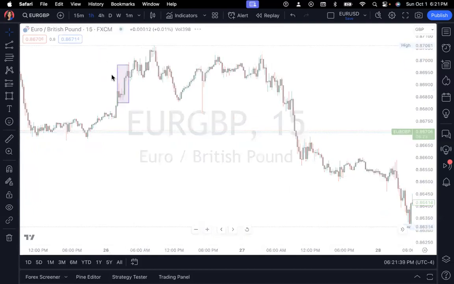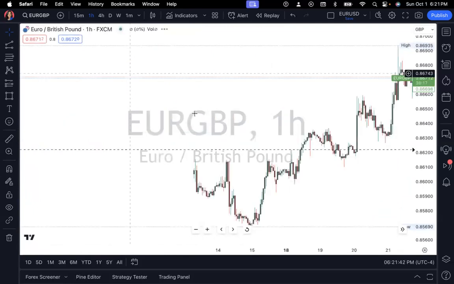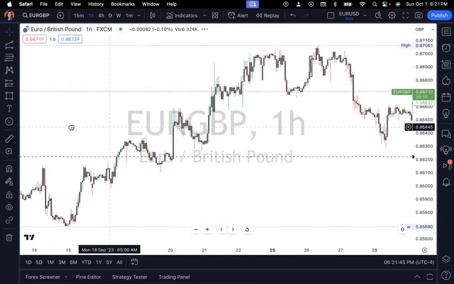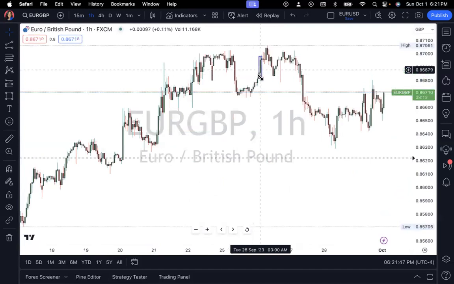And if I go back to an hour, we can literally see that within that hour, price started here and price went up to here. And if we break it down to a smaller time frame, all we're seeing is the, all right, I'm breaking up.